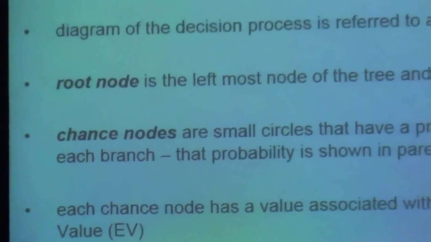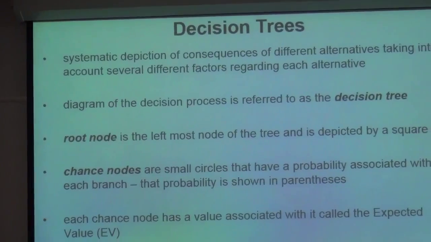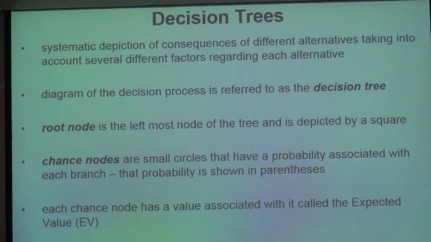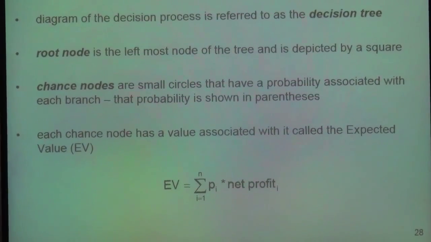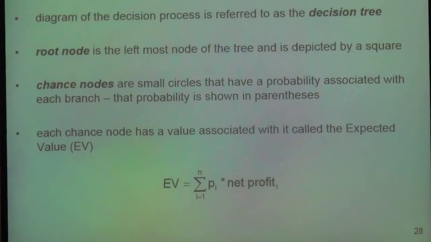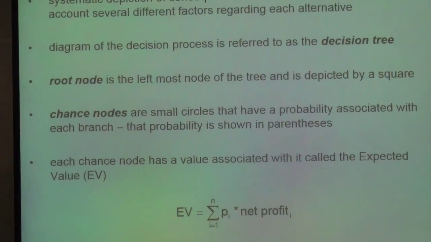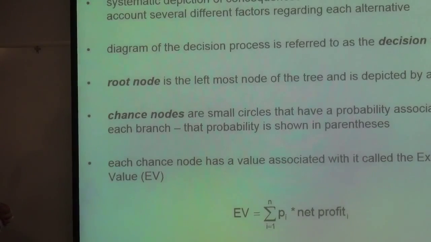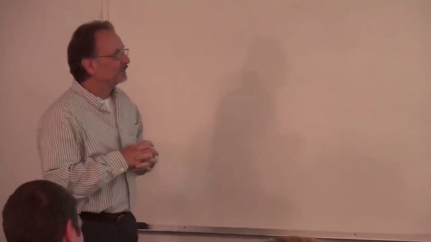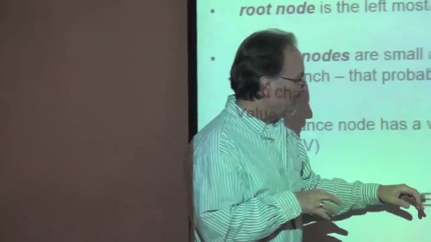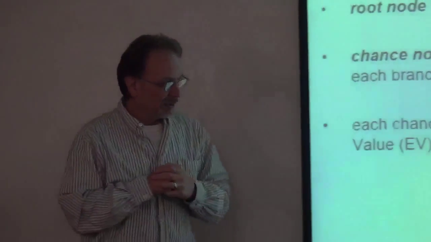Decision trees. This is a graphical approach to making decisions, as the name implies. There are two items called root nodes and chance nodes. The chance nodes have a probability associated with them, and there is an expected value at each root. It's not particularly difficult, but let's take a look at an example.